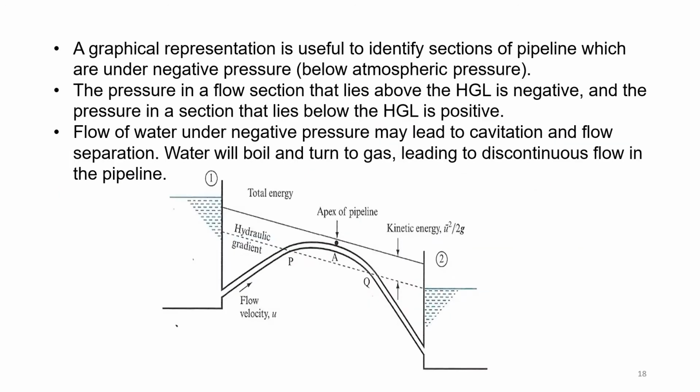Okay, the graphical representation just now is actually useful to identify the sections of pipeline which are under negative pressure or positive pressure. Okay, we can know the location of the pipeline and also the pressure in the flow. The section that lies above the HGL is negative pressure, and the section that lies below the HGL is positive pressure. And then flow of water under negative pressure may lead to cavitation and also flow separation.